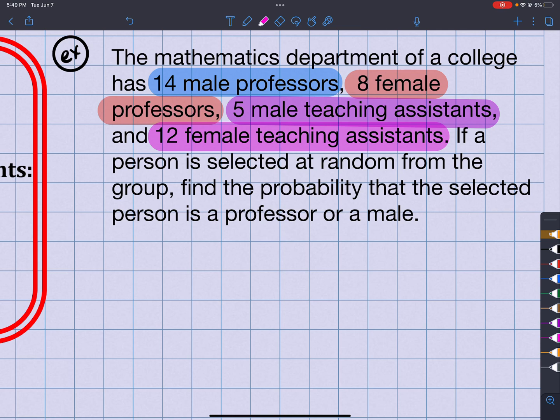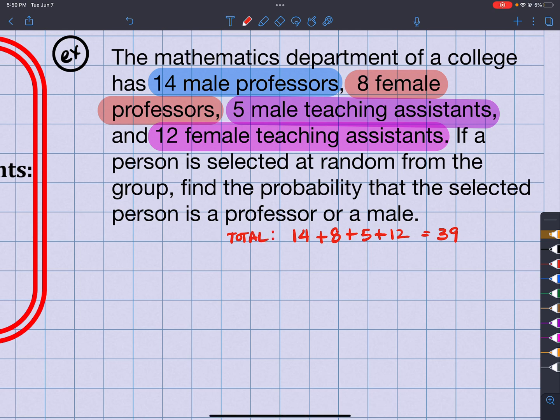And the answer is yes. It's right here. It says male professor. So it can definitely happen. My first question is, how many people are in this group? There's 14, 8, 5, and 12. So I have to figure out the total number of people here. So I take the 14, add the 8, add the 5, add the 12, and I'm going to get 39 total people here, okay? So I'm going to put down total.